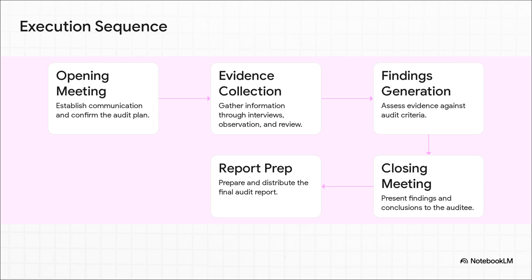And luckily, we don't have to invent this map from scratch. The global standard, ISO 19011, gives us a super clear and logical sequence. You kick things off with an opening meeting, just to get everyone on the same page. Then you dive into the real detective work, collecting evidence and figuring out your findings. It all wraps up with a closing meeting to share what you've learned, and then, of course, preparing that final report. This isn't just red tape. It's a proven path to a solid, fair audit.